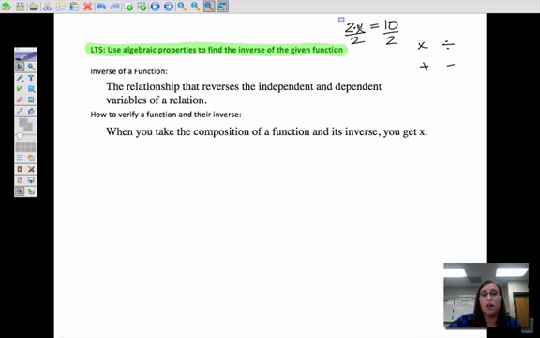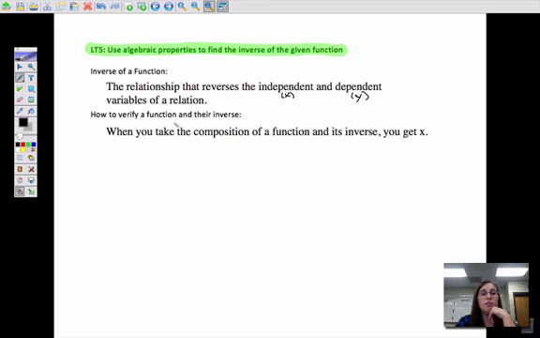And so just like those relationships, every function has an inverse, something that's exactly the opposite of it. And so the exact definition is that when you have a function, its inverse is the relationship that reverses the independent and dependent variables of a relation. So remember, independent is x and dependent is y. So all of the x and y values are reversed. They're opposite of each other.